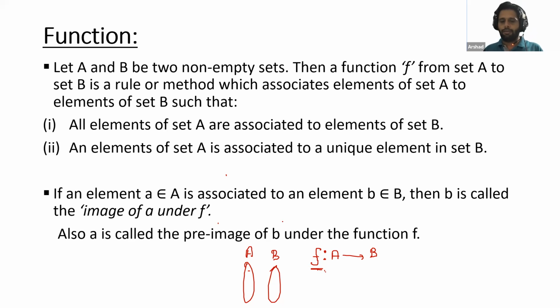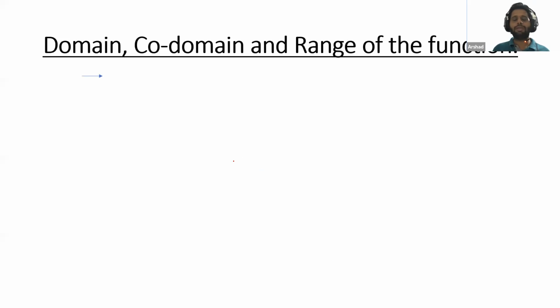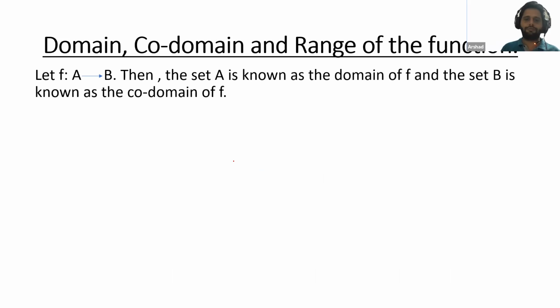Now, domain, codomain, and range of the function. So first of all, f is a function from A to B. I hope now this is clear to you what is meant by this. The first value is present in set A, the second value is present in set B. Set A values are associated with the values of set B. Then the set A is known as the domain of F.